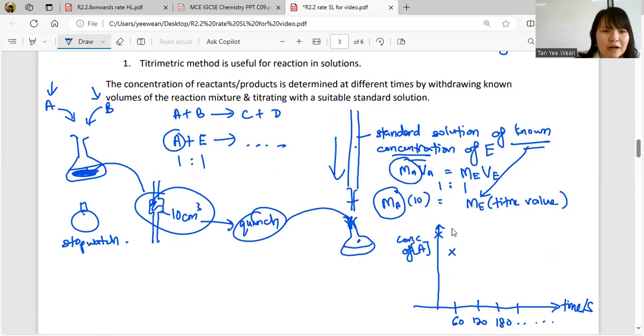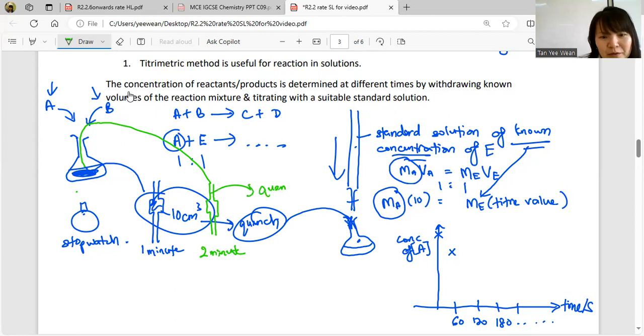It doesn't end there. So after 2 minutes, you have to do the same thing. So this is 1 minute, and then the second minute, I gotta repeat the same thing, draw from the same place because this one was not quenched. So the reaction was still going on just now. So after 2 minutes, maybe you will need help. Obviously, you can't do this alone. So after 2 minutes, you quench it also, stop the reaction and do another titration. Calculate what is the new concentration of A, plot it there.